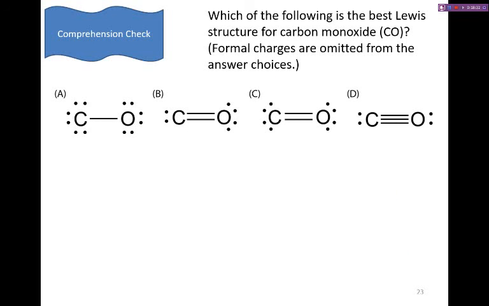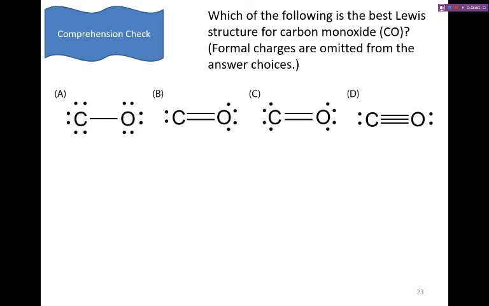In this last question of this video, we're asking you to think about which Lewis structure is best. Remember, to answer this, you need to think about the formal charges. So go ahead and evaluate that in this case. Pause the video and try this out on your own before coming back.